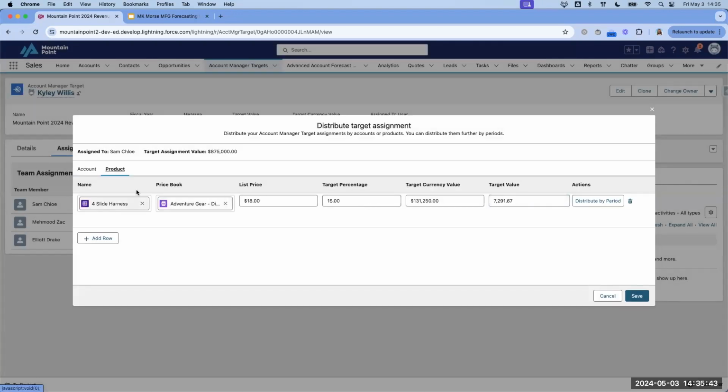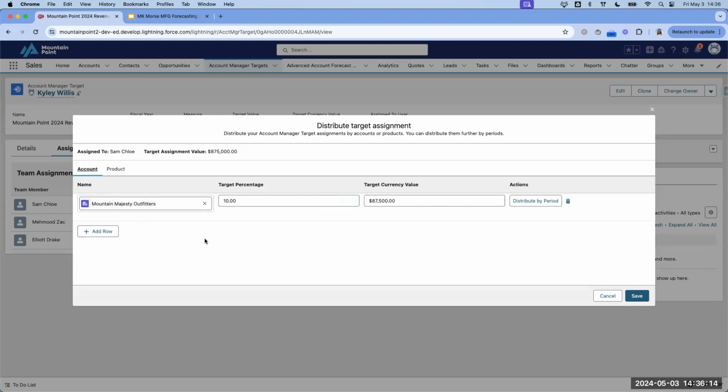If we wanted to add a product, you can see here, this is their 4-slide harness, and we've got our target currency value here based on a 15% target. So now we've taken his 25% and we've split that up to say, okay, 10% of that needs to be for this account and 15% needs to be this product. Doesn't matter what the account is, but 15% of your goal needs to be for this product. So again, you guys could set this up at a product category level if needed.